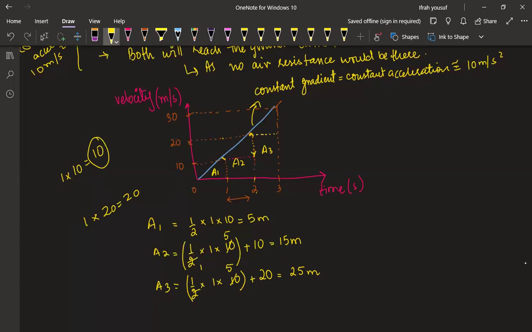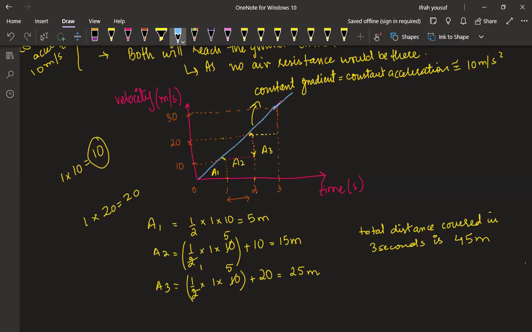And add both of them, which is 25. So the total distance covered in 3 seconds is 5 plus 15 is 20, and 25, it's 45 meter. Clear? Yeah. Okay.